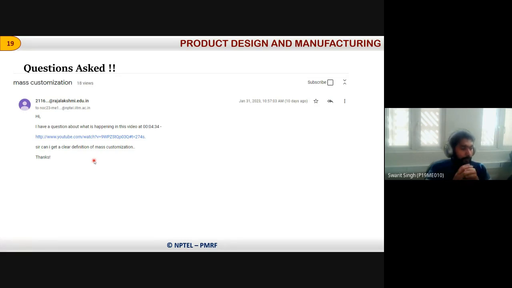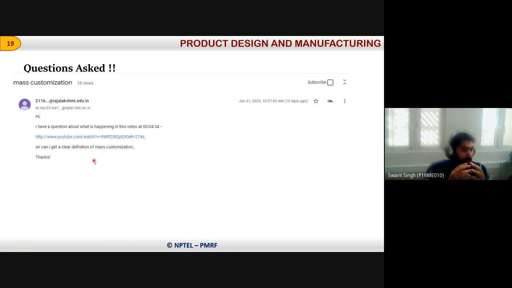Okay, so the same kind of product is manufactured for the masses, like 1,000 pieces or lakhs of pieces of the same component are produced. So we call it mass production. Okay. Now after mass production, people again shifted to a new thing that they required, which is mass customization. Okay.